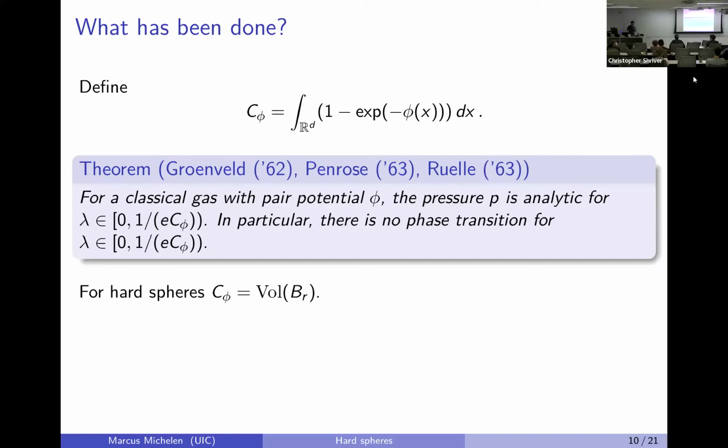So for hard spheres, C phi is the volume of the ball, where this is the radius of interaction, not the radius of the balls themselves.